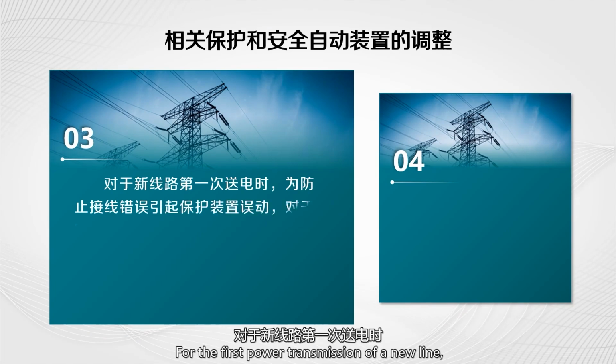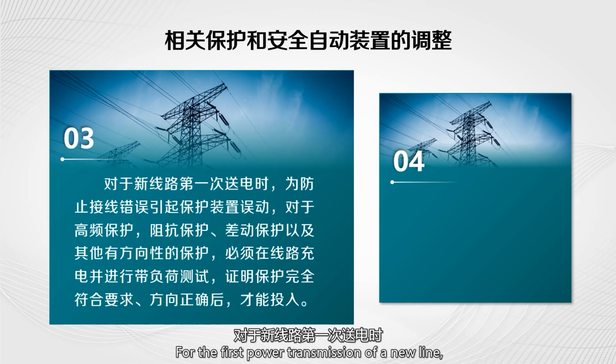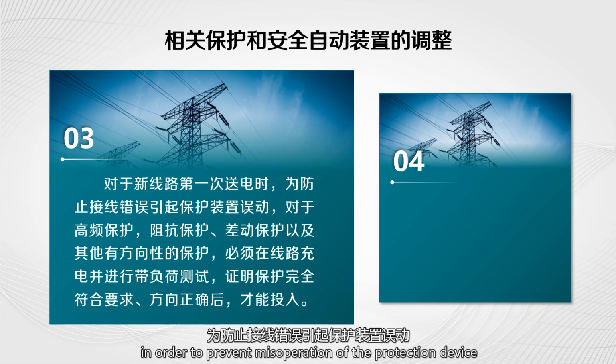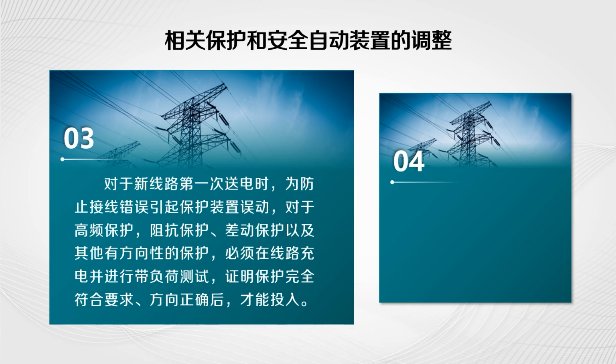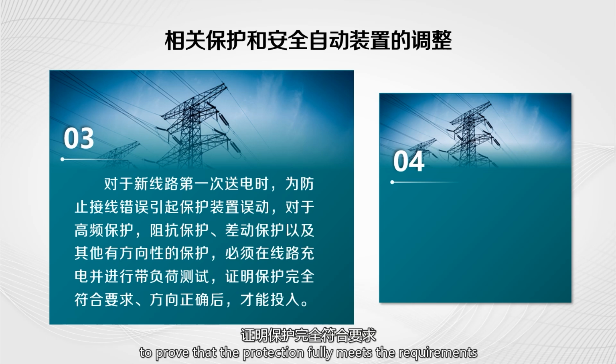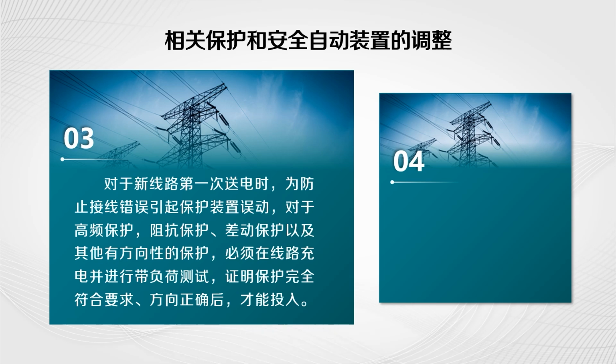Point 3. For the first power transmission of a new line, in order to prevent misoperation of the protection device caused by wiring errors, high-frequency protection, impedance protection, differential protection, and other directional protection must be charged on the line and subjected to the loaded testing to prove that the protection fully meets the requirements and the direction is correct before it can be put into operation.